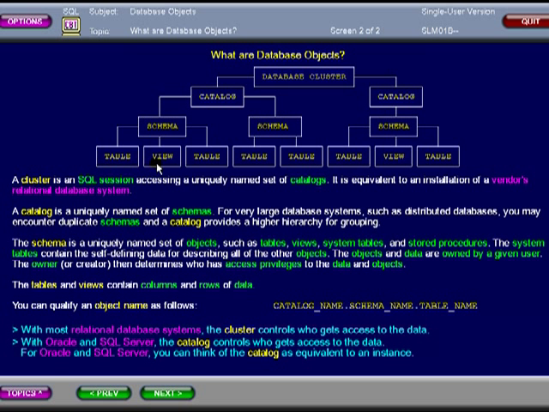The table and views contain columns and rows of data. You can qualify an object name as follows: catalog name, period, schema name, period, table name.